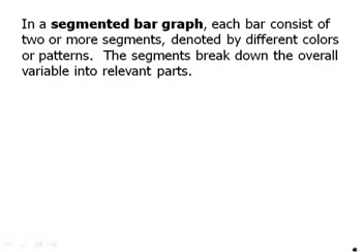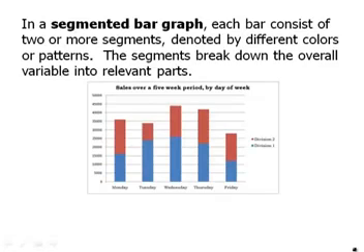In a segmented bar graph, each bar consists of 2 or more segments denoted by different colors or patterns. The segments break down the overall variable into relevant parts. So for example, here we have 2 different divisions of a company. And so notice that we might be interested in just the sales of Division 1. Division 1 has its highest sales on Wednesday. We might be interested in just the sales of Division 2. Division 2, well, it looks like Monday and Thursday are pretty close for Division 2. Tuesday is clearly the lowest sale day for Division 2.